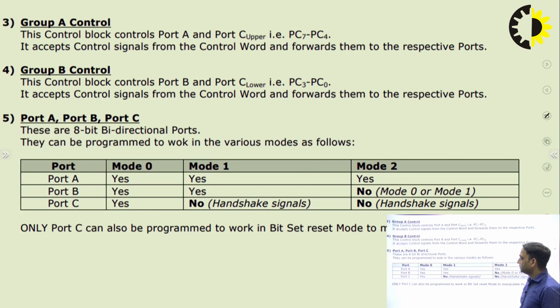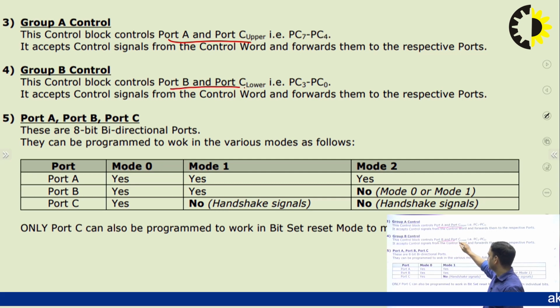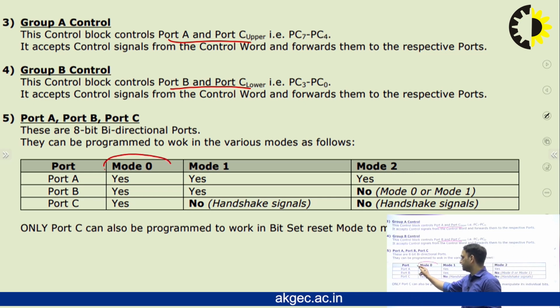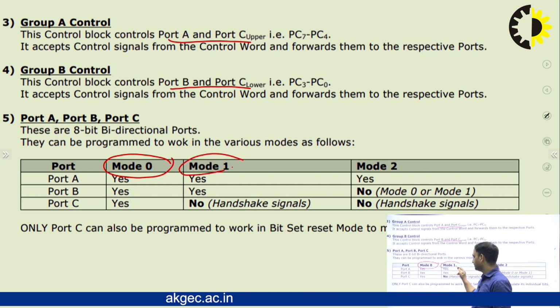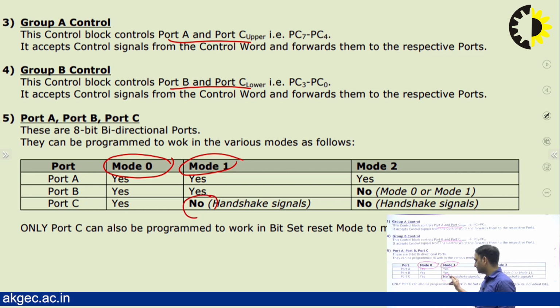In group A, as we said, we have port A and port C upper. Group B control takes care of port B and port C lower. Port A, port B and port C can be used as bidirectional ports, so they can be programmed in various modes of operation. In mode 0, all the ports are used for data transfer. In mode 1, port A and port B are used as a data bus buffer to transmit the signals, and port C is not used for data transfer, only for the handshaking signals or control signals.